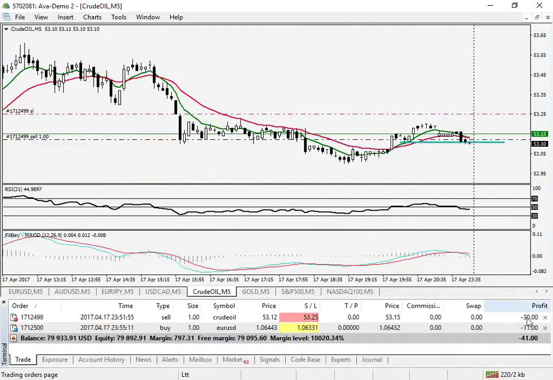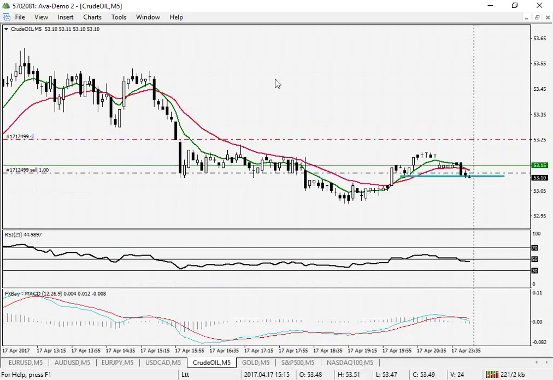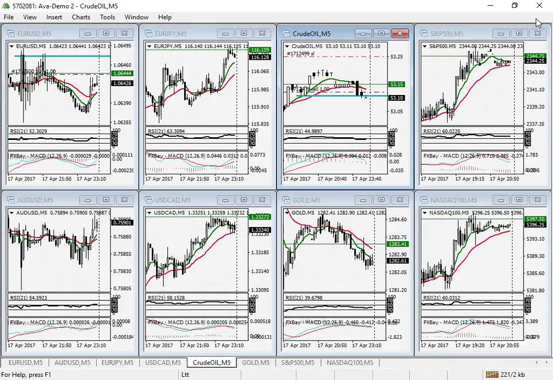You can see here that I've almost covered the spread on the oil trade. I'm 3 ticks away from covering the oil spread and a few ticks away from covering the euro spread. The only commission cost that you incur when you're trading with AVA is the spread between the buy and the sell button on all your products.